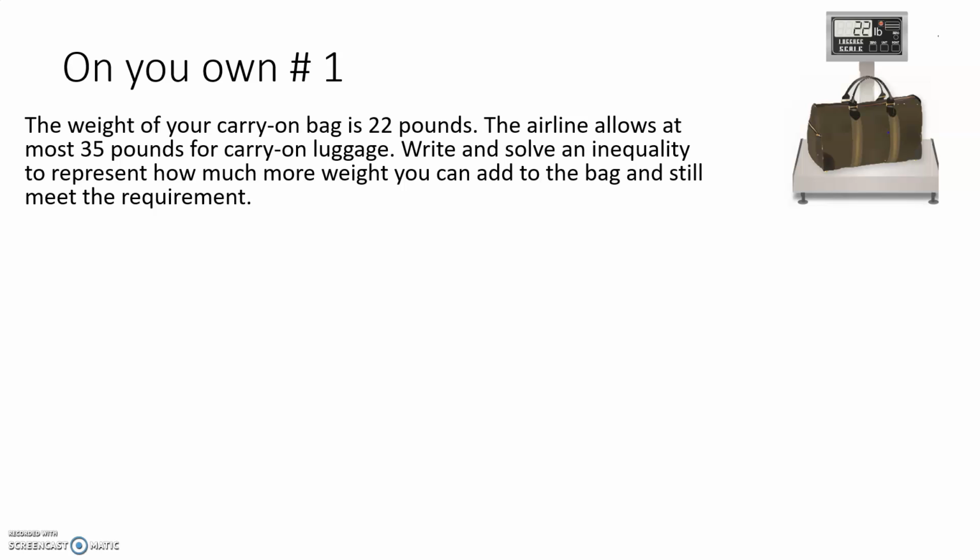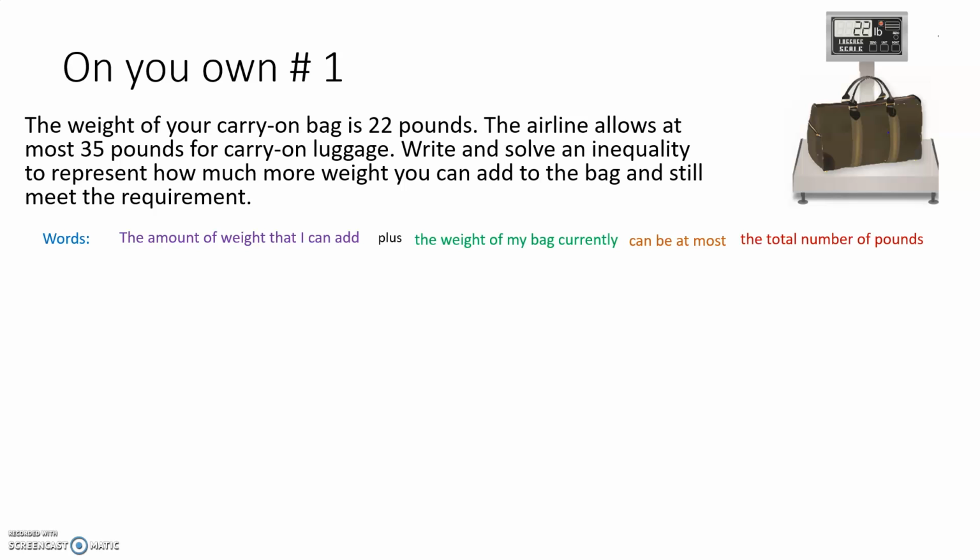What I know, though I didn't write it down in the slides, is that the weight of my current bag is 22 pounds, and I can have at most 35 pounds to be able to carry that bag onto the plane. So what I need to figure out is how much more weight I can add. Let's put it in words: the amount of weight that I can add plus the weight of my bag currently can be at most the total number of pounds, so 35 pounds.